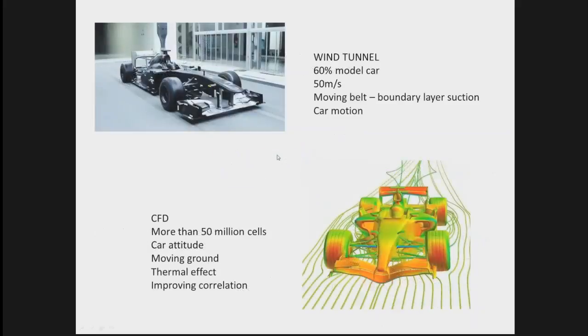These days we develop the cars in both wind tunnel and in CFD. In the wind tunnel we can use up to 60% model car size by regulation, and the speed of the wind is maximum 50 meters per second. All wind tunnels have got moving belts, and this is critical for Formula One. They also have this boundary layer suction system. So effectively what you want is that there is no boundary layer on the moving ground.